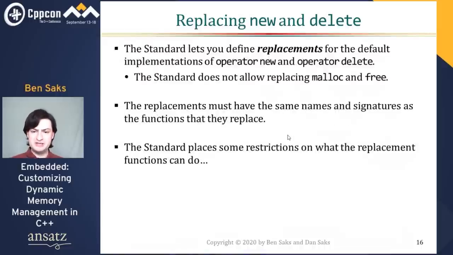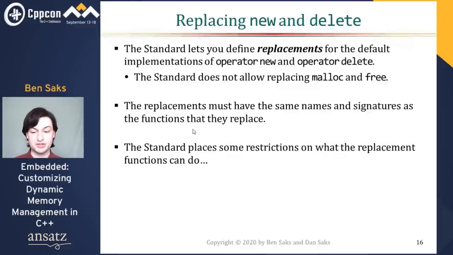But what we can do in C++ is that C++ lets us replace the implementations of operator new and operator delete with our own implementations for those functions. This is something you can't do in C. You're not allowed to replace malloc and free, but you are allowed to replace what operator new and operator delete do. Now, the replacement functions look exactly like the functions that they're replacing. You're just writing them yourself instead of relying on an implementation provided by the toolchain vendor.